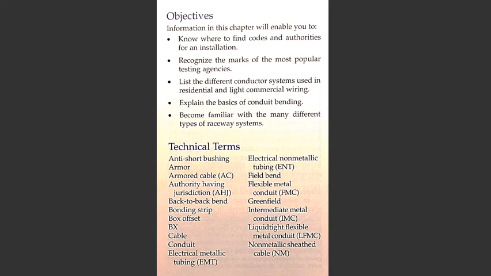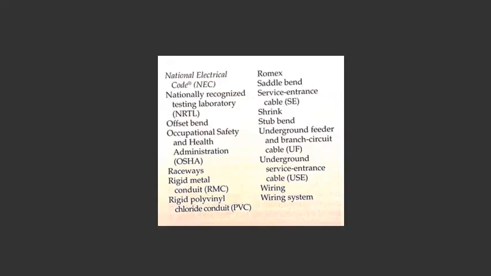National Electrical Code, NEC, the Nationally Recognized Testing Laboratory, NRTL, offset bend, Occupational Safety and Health Administration, OSHA, raceways, rigid metal conduit, RMC, rigid polyvinyl chloride conduit or PVC, Romex, saddle bend, service entrance cable or SE, shrink, stub bend, underground feeder and branch circuit cable or UF, underground service entrance cable or USE, wiring and wiring system.